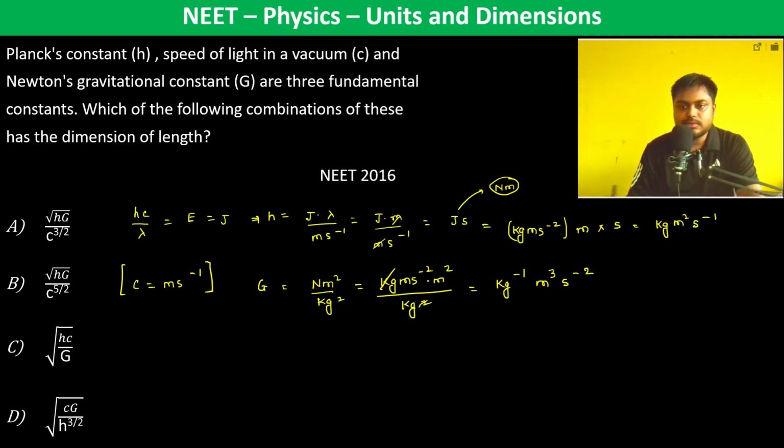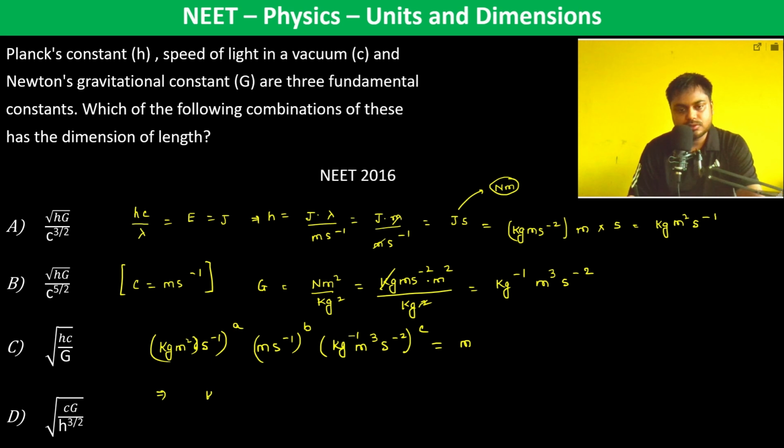So let us do this. So kg meter square per second to the power a, meter per second to the power b, and kg to the power minus 1 meter cube s to the power minus 2 to the power c is equal to meter. So this is kg a minus c, then meter 2a plus b plus 3c, and s minus a minus b minus 2c is equal to meter.